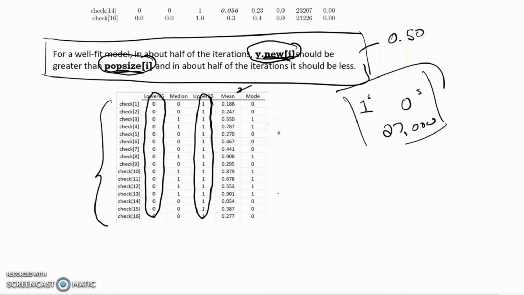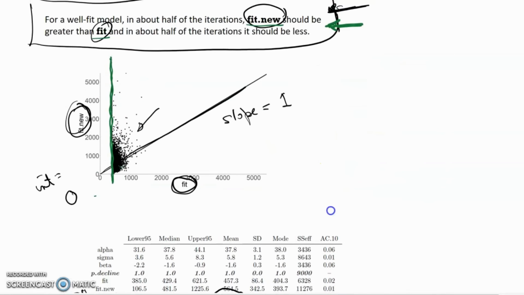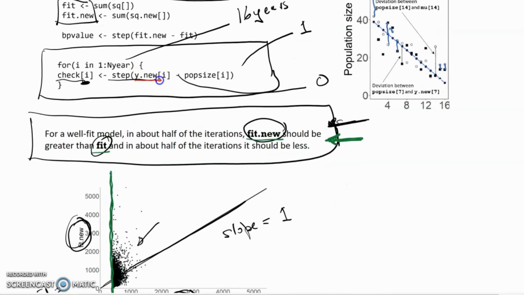And most of these aren't bad. What Carey points out is that there are 2 that aren't really nasty, but you might want to think about: check 8 with 0.908, and check 14 with about 0.054. So in the first case, about 91% of the time, and in the other case, 5% of the time, it follows that y new I was greater than pop size I.